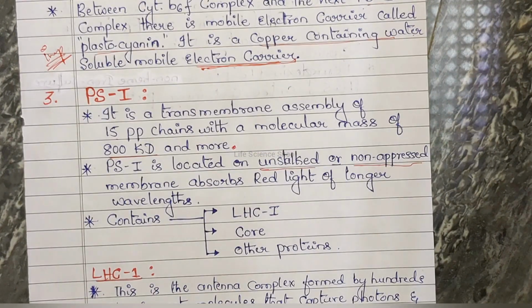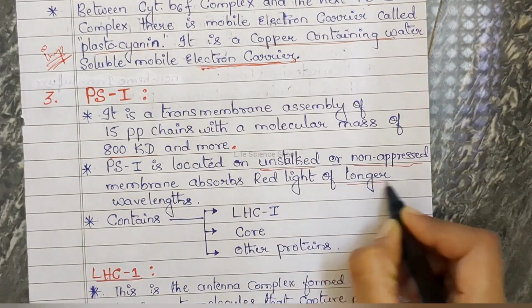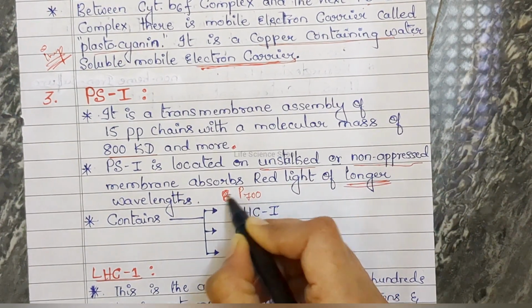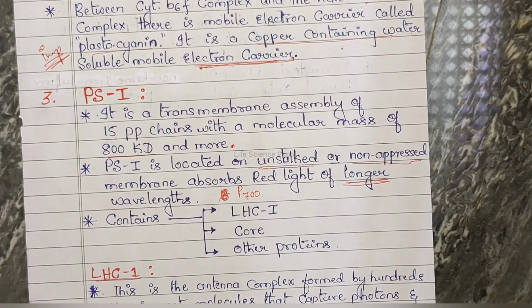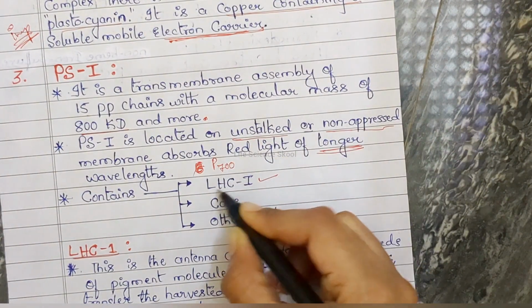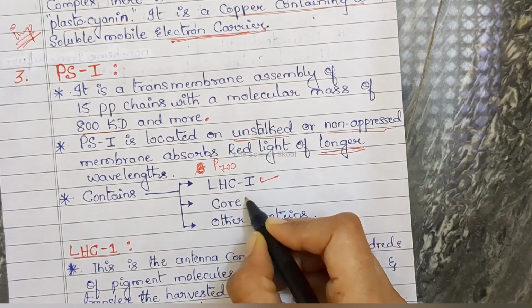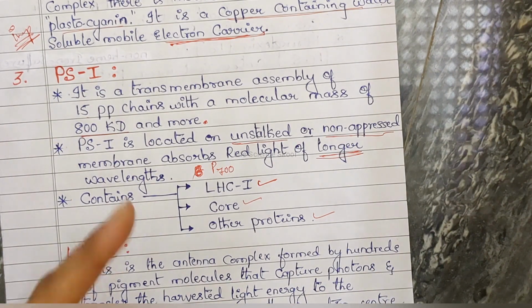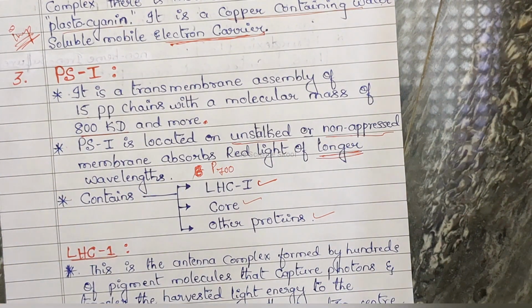And PS1 absorbs red light of longer wavelength, that is about 700 nanometer. It also contains LHC1, that is light harvesting complex 1, and core and other proteins. As you can see, these parts are similar to those of PS2. PS2 is also composed of LHC2, core, and then you can see the OEC. OEC means oxygen evolving complex, or you can say water oxidizing complex.